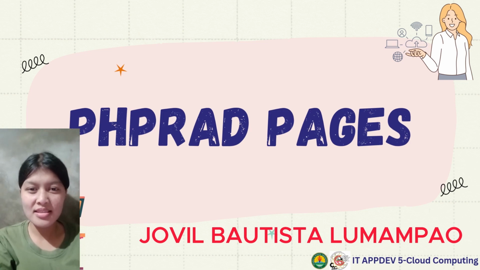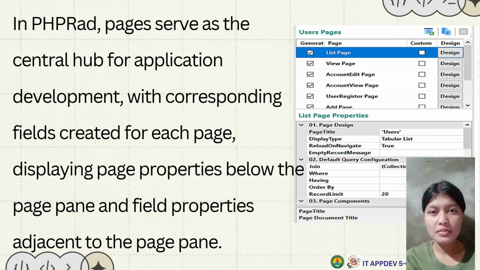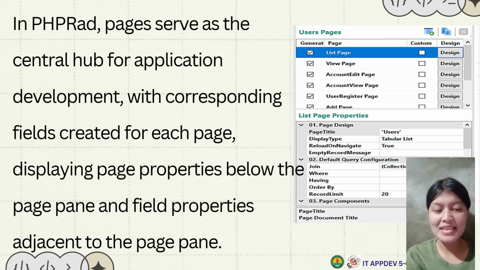PHP-RAD pages. In PHP-RAD, pages serve as the central hub for application development, with corresponding fields created for each page, displaying page properties below the page pane and field properties adjacent to the page pane.